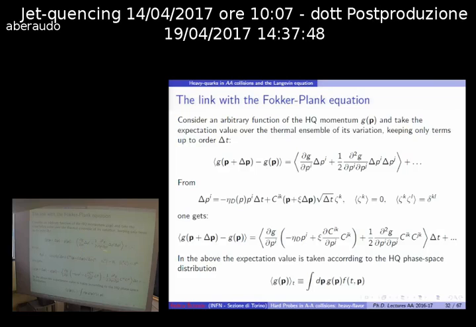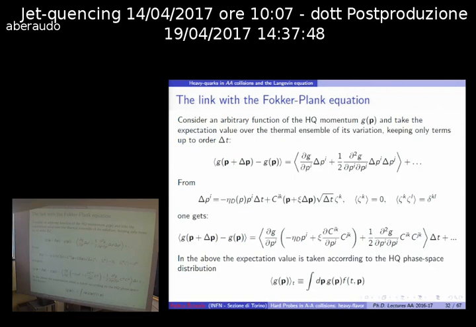In this expansion, clearly I can perform a series expansion of this function, and I decide to stop at order delta t. So I will keep in this expansion only terms which are of order delta t, so I will neglect higher order terms, and I will also keep only terms which, once I take an expectation value over the thermal ensemble, give a non-vanishing result. For instance, terms which contain a single factor of the noise vanish because the expectation value of the noise is 0. Remember that from the Langevin equation, this delta p is updated according to the following algorithm. So you have a term of order delta t and a term of order square root of delta t.